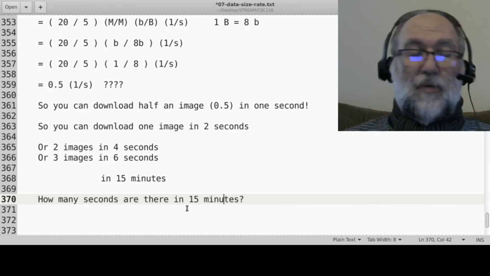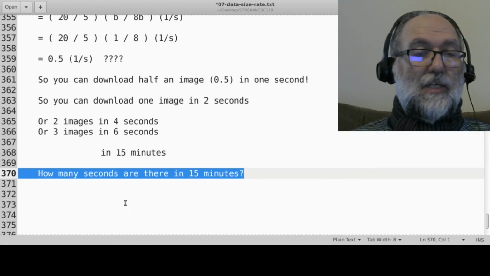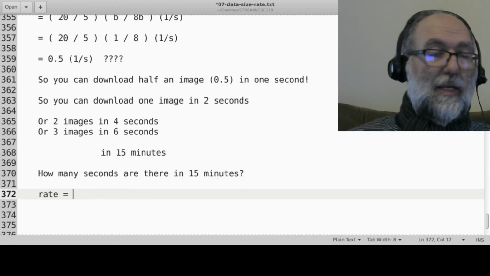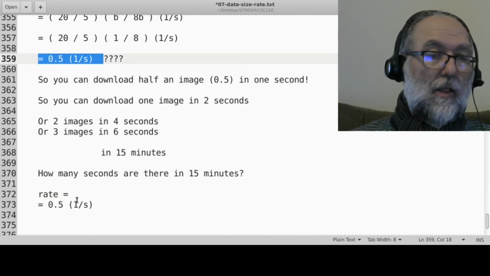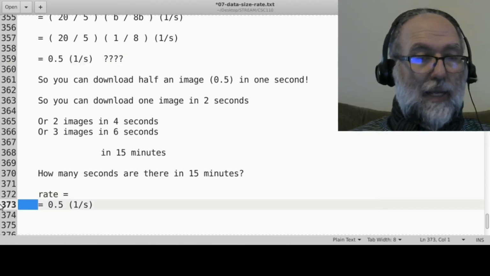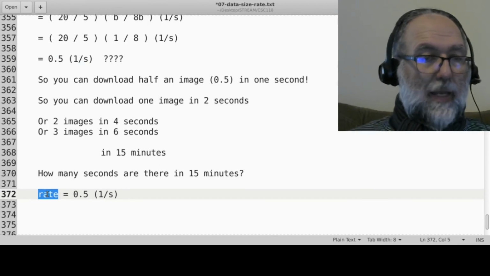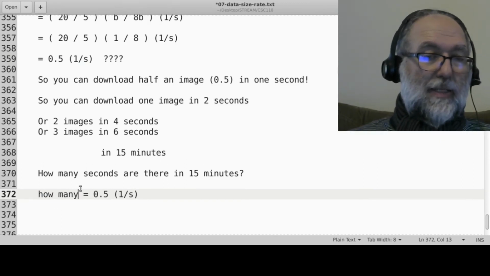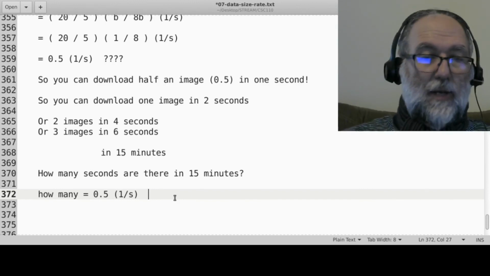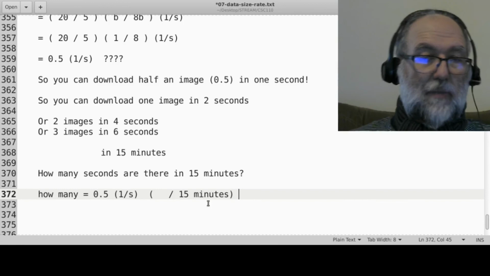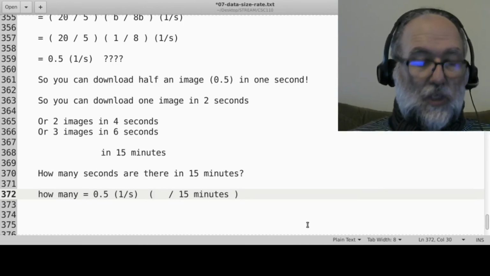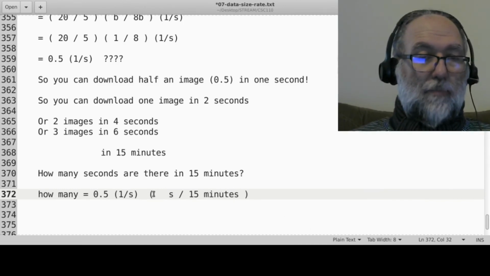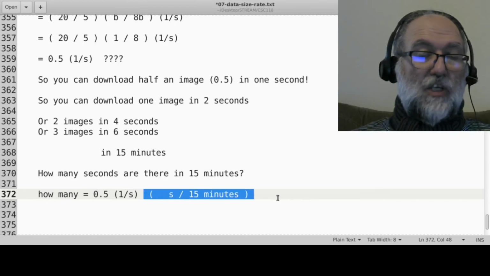Okay. Now we could do that separately because I asked this as a separate question, but I think it's easier to just do this. The rate is, or actually it's not the rate exactly, it's the how many. The how many is half an image per second, and you say, but I don't want it half an image per second. I want it in 15 minutes. So we want to convert to 15 minutes like this, like how many per 15 minutes. Okay, and the question here is, what number would I want to put here such that this fraction is 1?